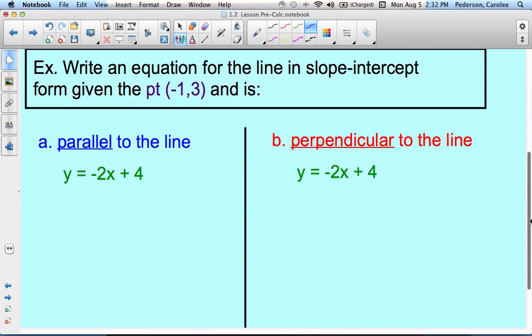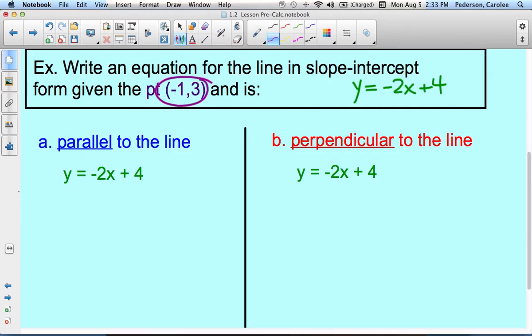Now we're going to go through a very important example. We have an equation in the green, y equals negative 2x plus 4, and we have a point that goes through it, negative 1, 3, in the purple. We want to come up with a new line that is going to be both parallel and a new line that's going to be perpendicular to that green line. So again, here's our green line, y equals negative 2x plus 4. And here is our point, negative 1, 3, and we want to find a new line that is parallel and then perpendicular. So we'll do this in two parts.